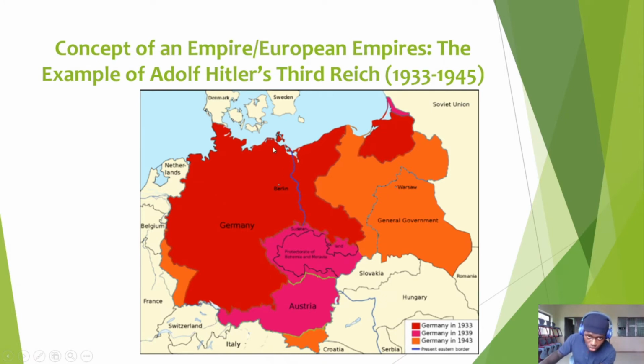This is the blue line, okay? All the way here, come all the way down here, all the way here. The part in red we have here, I think, is the border of Germany today. It says present eastern border. So, voilà, c'est ça. So that's what an empire is.